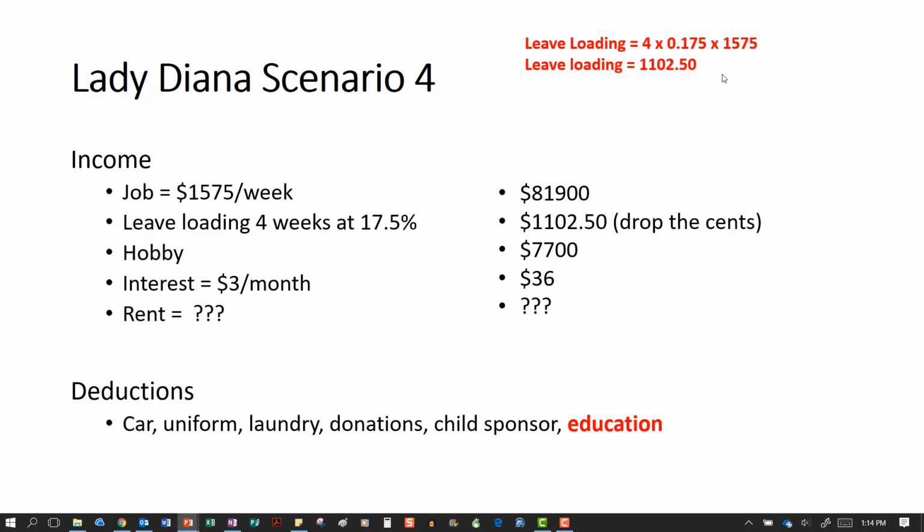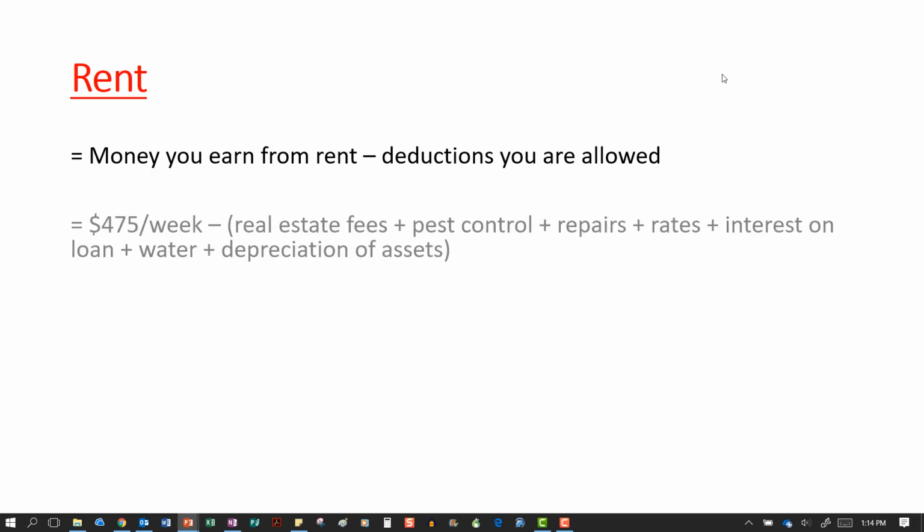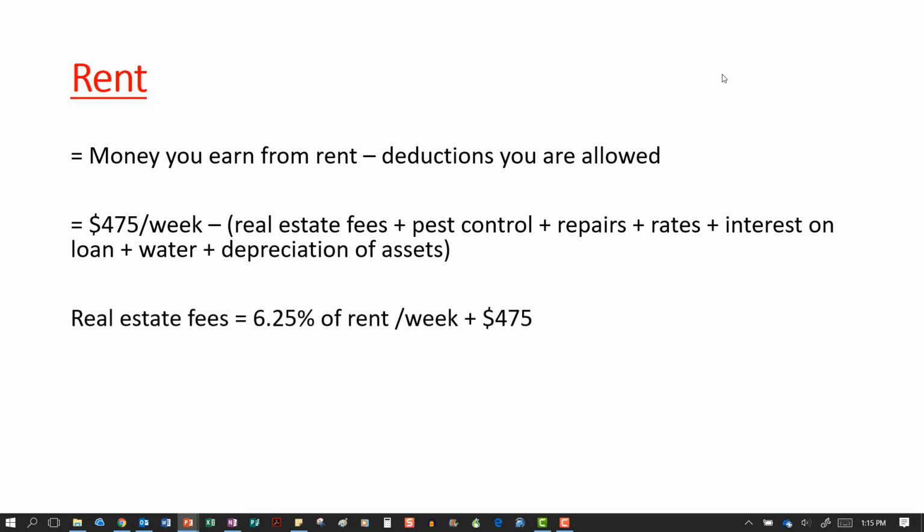Now this is done separately in both e-tax and the handwritten one. So let's have a look at that now. The rent is the money that you earn from the actual rent minus any deductions you are allowed to make. So you're making deductions to lower the amount that you earned across the year. Now we know that this property was renting at $475 a week. The deductions that are allowed are the real estate fees, pest control, repairs, rates, interest on the loan, water and depreciation of assets. The real estate fees are 6.25% of the rent per week, plus an extra $475.